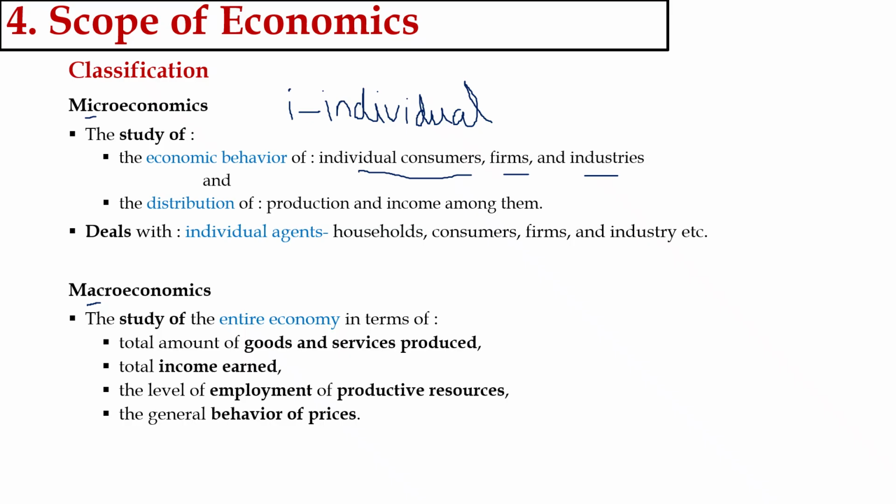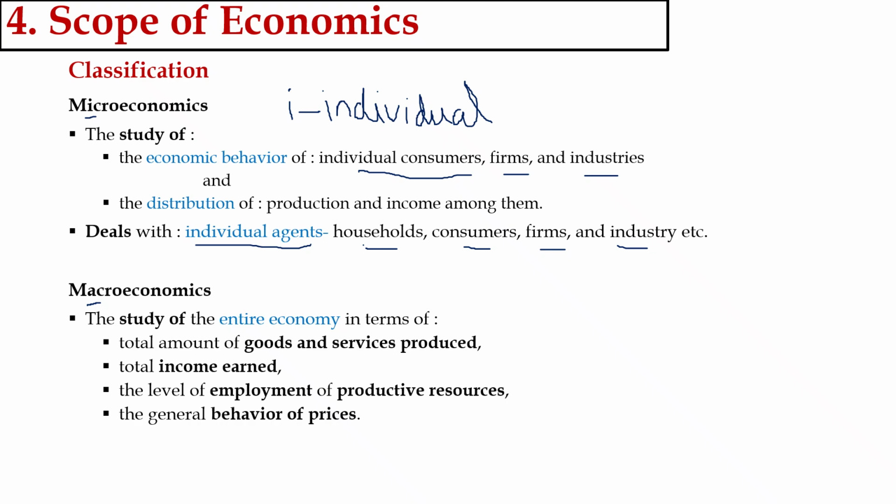So in brief, how can we remember? Microeconomics studies the economic behavior of individual consumers, individual firms, individual industries, and the distribution of production and income among the individuals. It is summarized here: microeconomics deals with individual agents. This individual can be a household, meaning one family, one consumer, one business, or one industry.